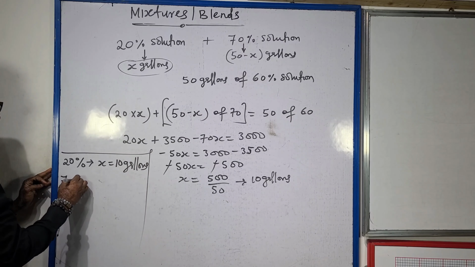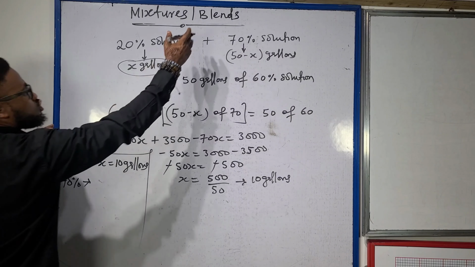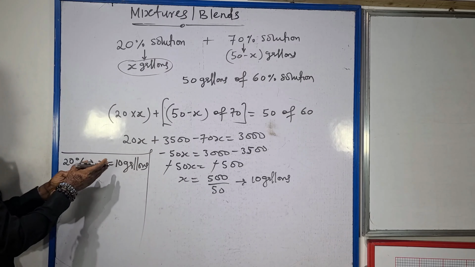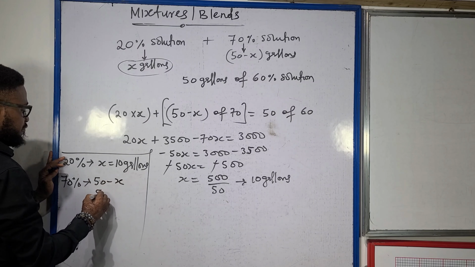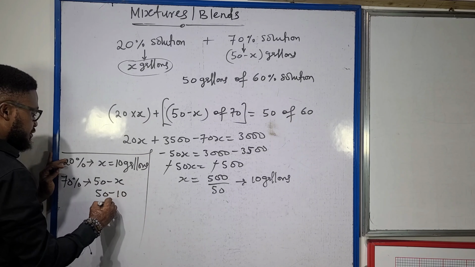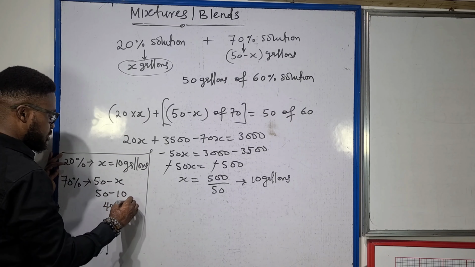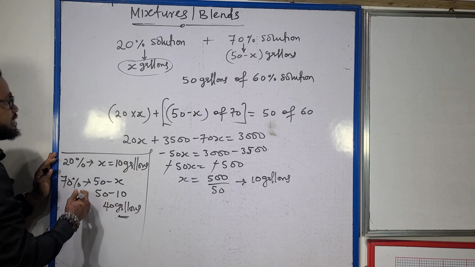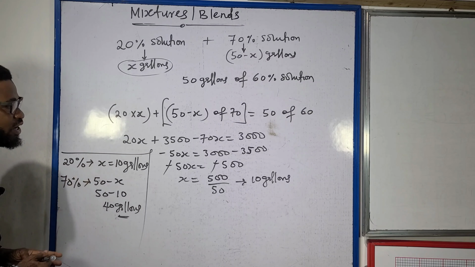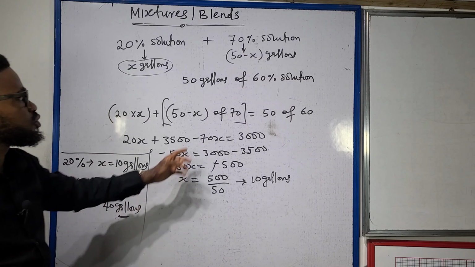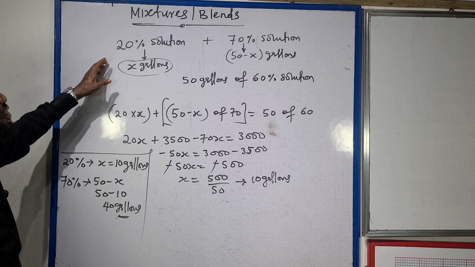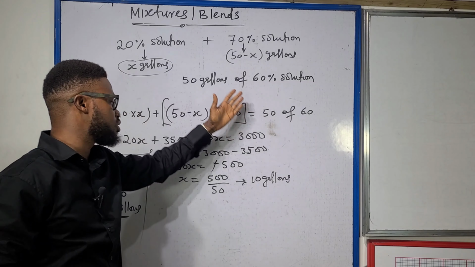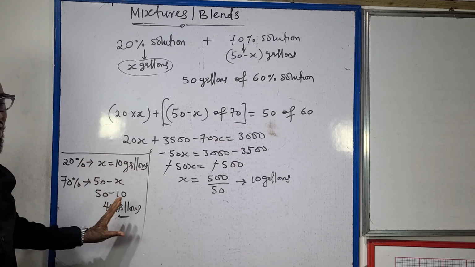For the 70% solution, what we will need to add to the 10 gallons is going to be 50 minus x. So that's 50 minus 10, and that is 40 gallons of the 70% solution. So this way, when we mix things, we're going to get 50 gallons of the 60% solution. X was our variable. We created an equation with it. We solved for the equation. Then we answered the question.